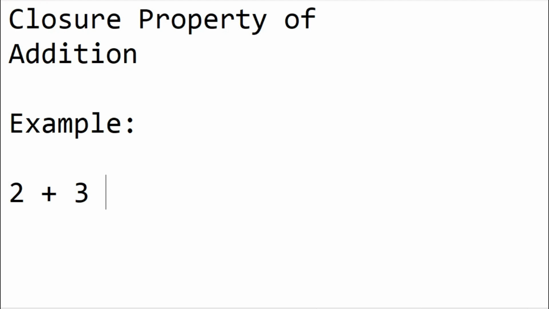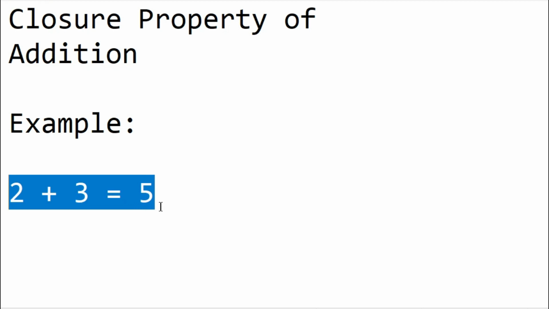Para sa closure property of addition, meron tayong 2 plus 3 equals to 5. Ibig sabihin, 2 is an integer added to 3 na integer din is equals to 5 na integer pa rin. So, meron silang closure property.